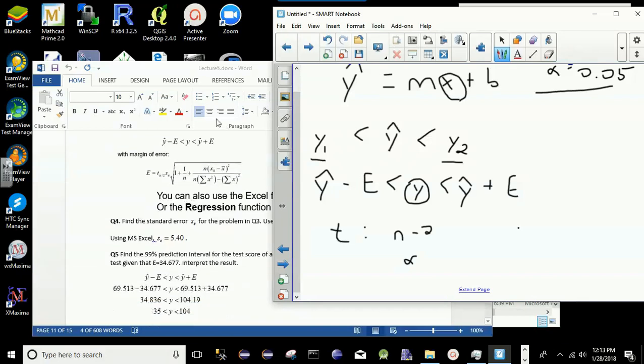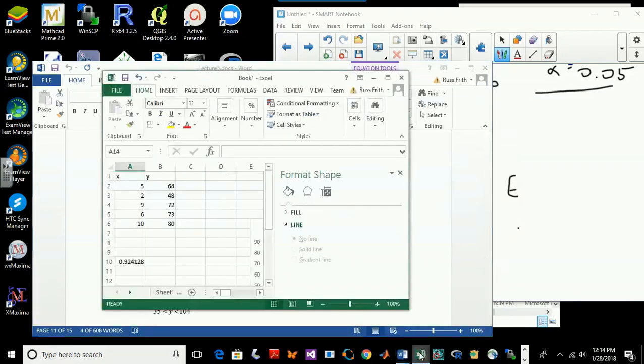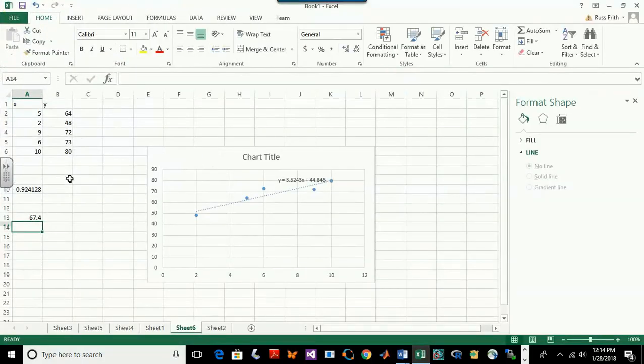Okay, so let's see here. Let's work some examples. Find the standard error for the problem in Q3. In Q3, that was the test score preparation problem, right? So let's go back to our Excel. This is the Q3 data, and we want to find the standard error of the estimate.